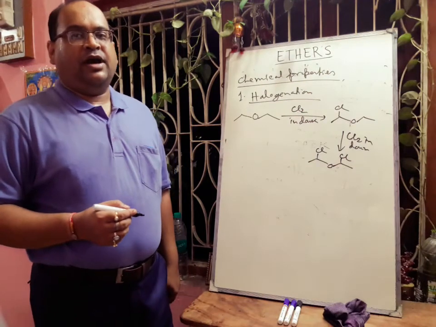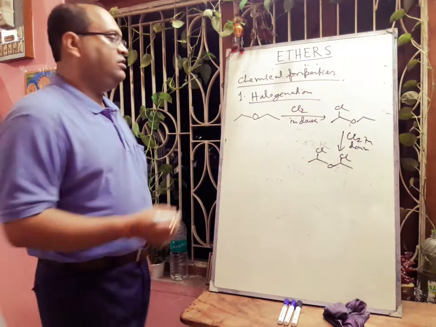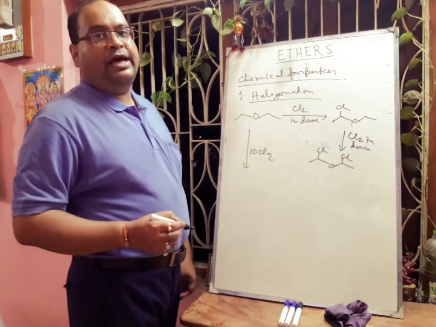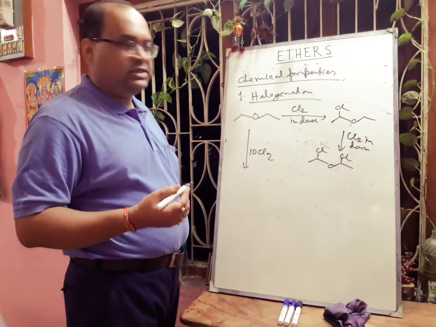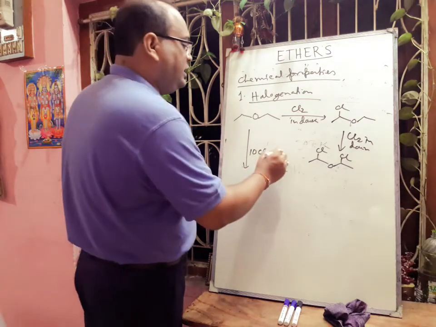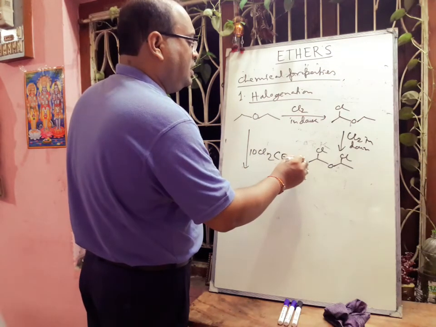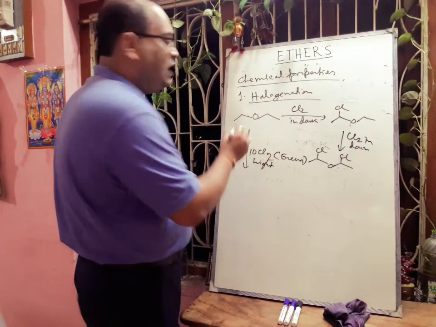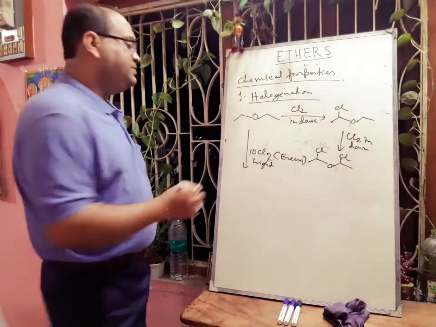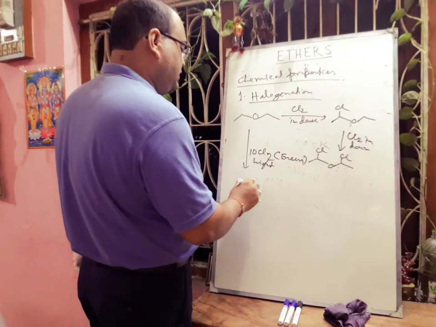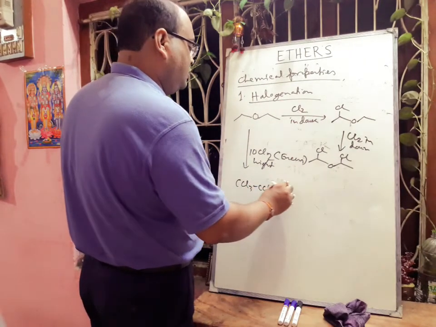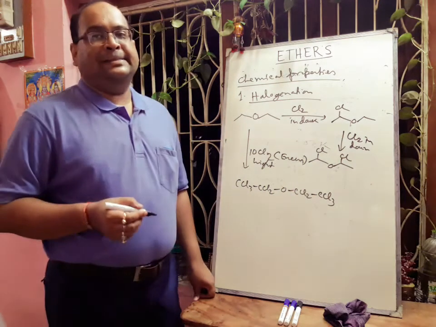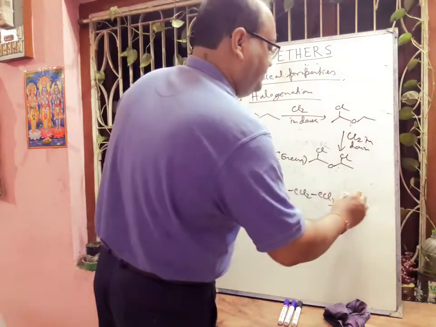Okay. Now if we add excess chlorine, then what will happen? Here if we add 10 Cl2, okay, here we are not using this reaction in the dark, we are using excess chlorine, and in presence of light we are doing this reaction. Then all hydrogen will be replaced by chlorine. So it will form CCl3, CCl2, O, CCl2, CCl3, plus 10 HCl.